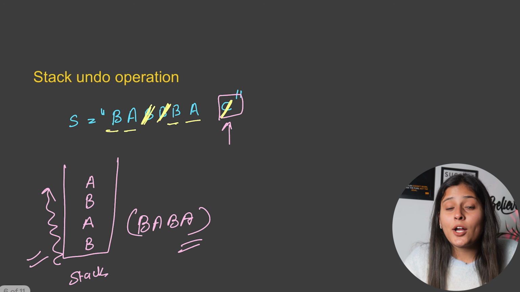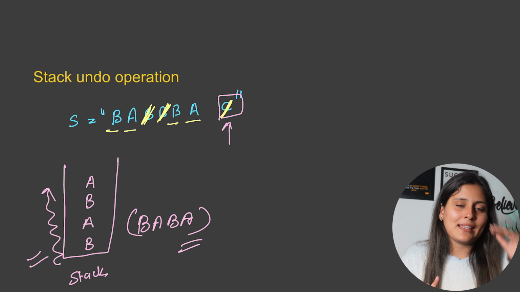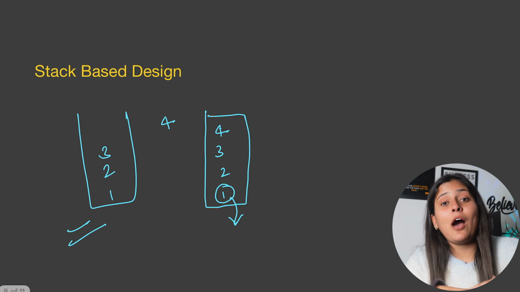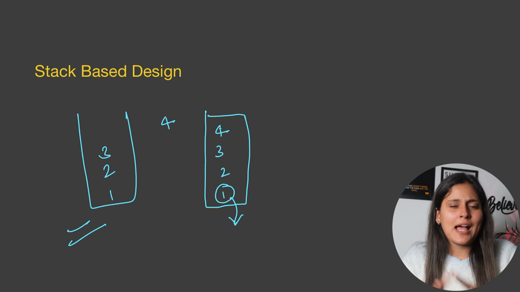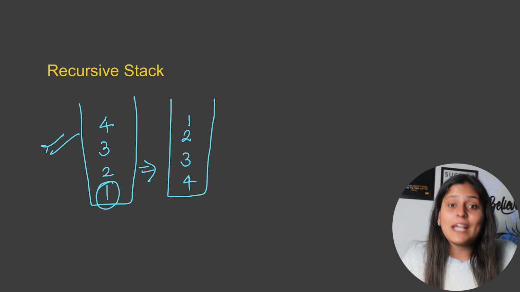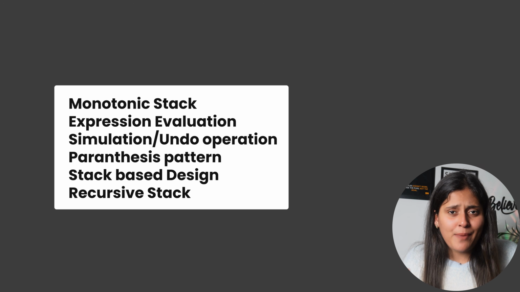Then third, we learned about the stack undo operation, where whenever we encountered a duplicate problem we have to go back and then delete that duplicate element. Fourth pattern was about parentheses. Whenever we have to count, check or match parentheses, we use the stack data structure. Next, we learned how we use the stack data structure to design a new data structure like queue, min stack, max stack, etc. but using 2 stacks instead of 1. Last was recursive stack, where we have to manipulate the stack without using any extra space or any extra data structure. So trust me, if you remember these 6 patterns, you are not going to miss any single question in the interview.